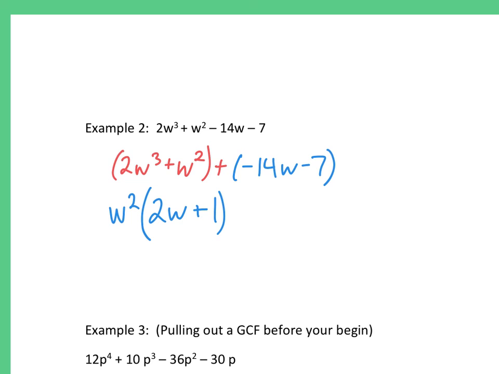Next up, coefficients in the second set of parentheses. We got negative 14 and negative 7. What do they both have? Negative 7, good. Negative 14w divided by negative 7 is going to be? Negative 14 divided by negative 7, Timmy. Positive 2, okay? With a w. And then negative 7 divided by negative 7, plus 1.